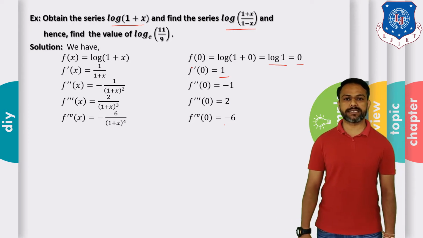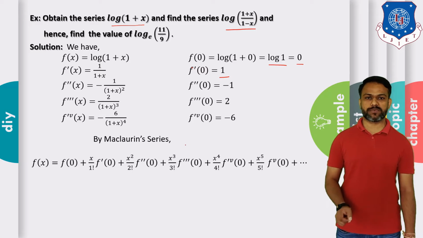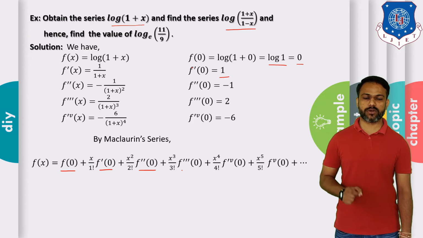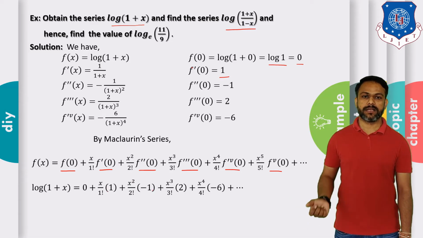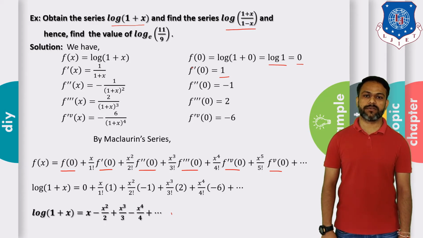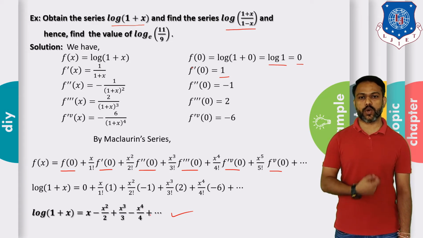Now by Maclaurin series, first write down the Maclaurin series, we will put the values of f of 0, f dash of 0, f double dash of 0, f triple dash of 0, f 4 dash of 0 in this Maclaurin series. So we have this series, and by simplifying this we have the series of log 1 plus x, which is x minus x square by 2 plus x cube by 3 minus x raised to 4 by 4 plus and so on.